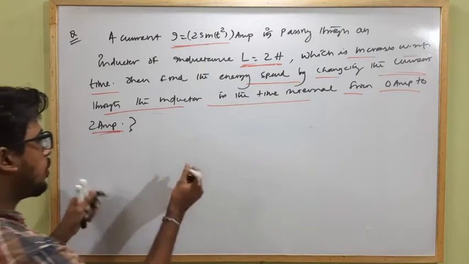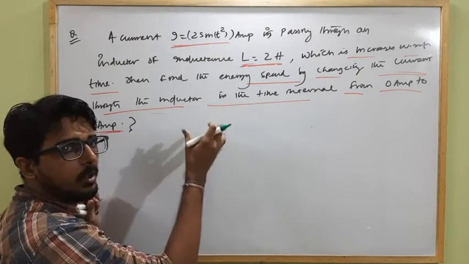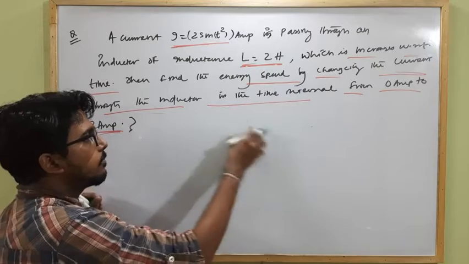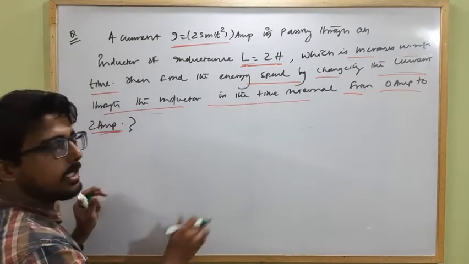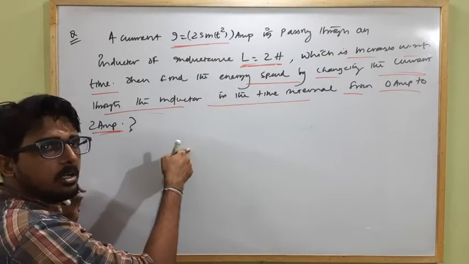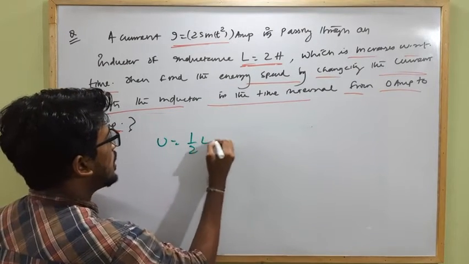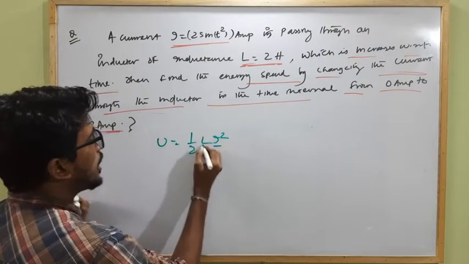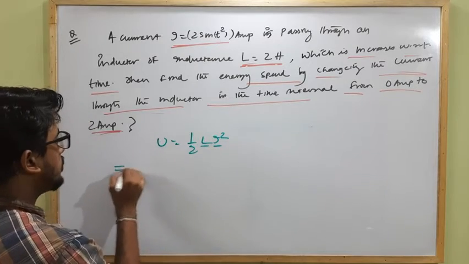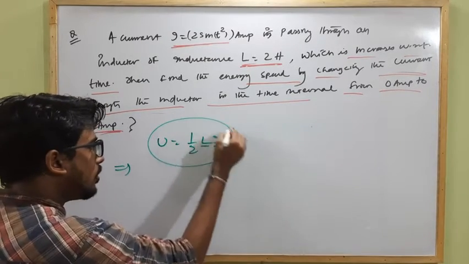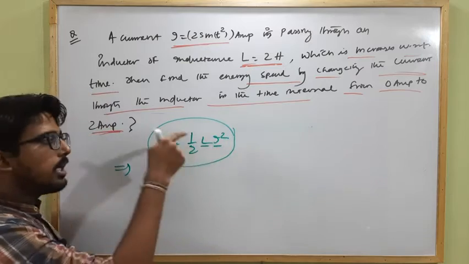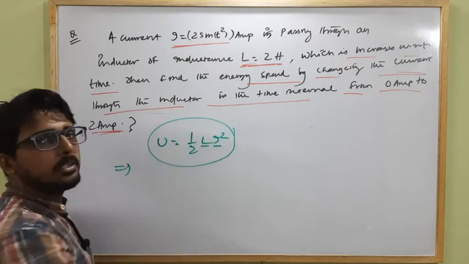As we already know, the amount of external work done by passing a current through an inductor will be stored within it as magnetic energy, and that energy U equals half L I square. I is the value of current, L is the self inductance. So this energy stored within the inductor will be the energy spent by the external source.